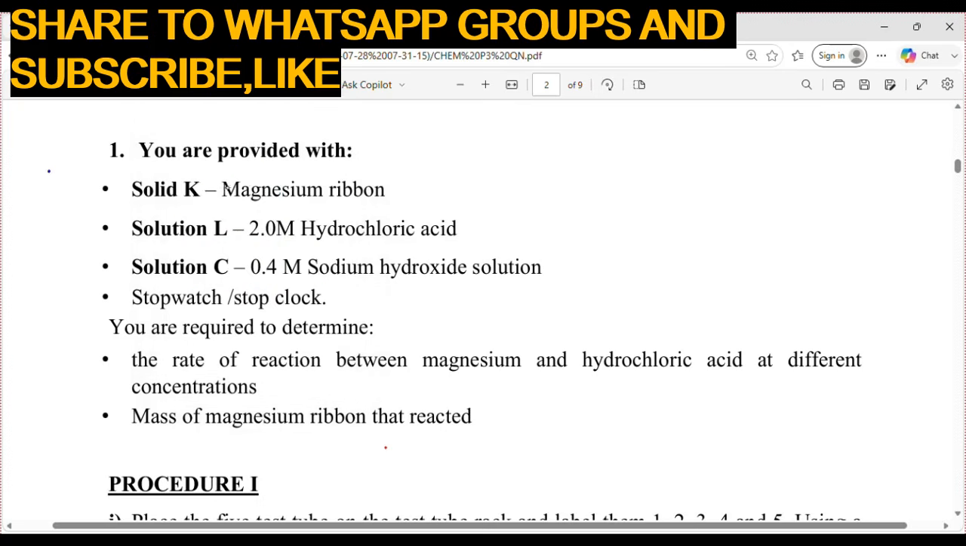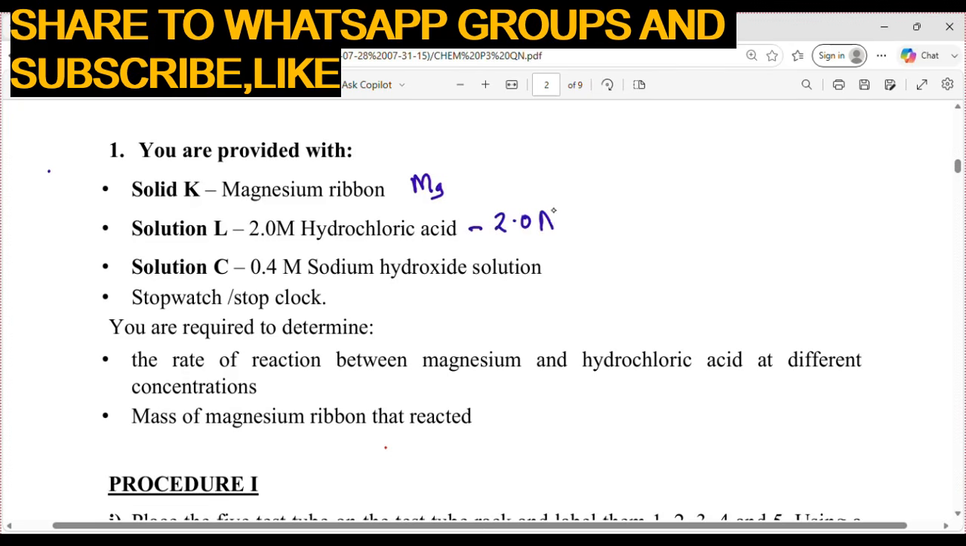So let's start. You are provided with solid K. You can say solid K is a magnesium ribbon. Then you are provided with solution L. Solution L is 2 molar hydrochloric acid. So 2 molar. Molar means what? Molarity. Capital M stands for molarity, and the molarity is the number of moles in a liter.